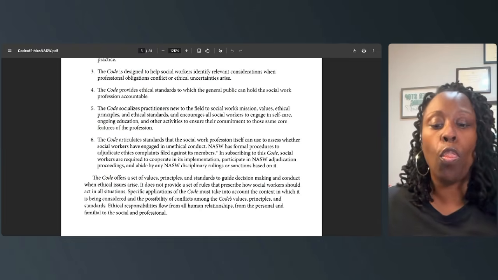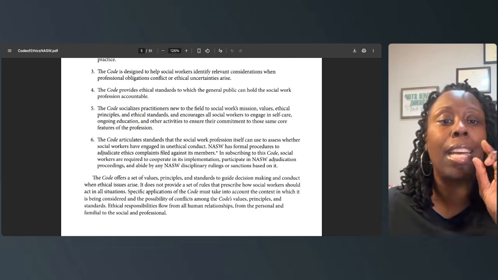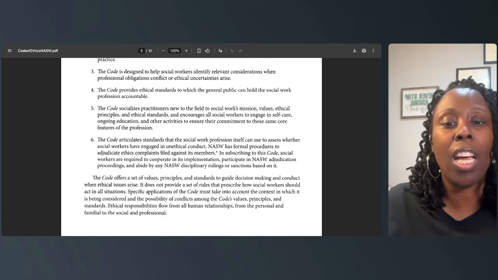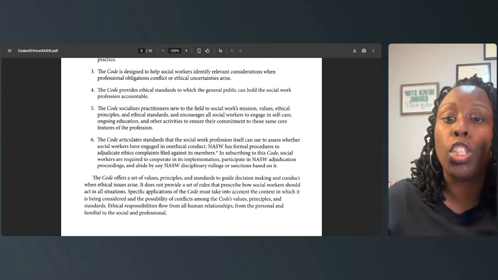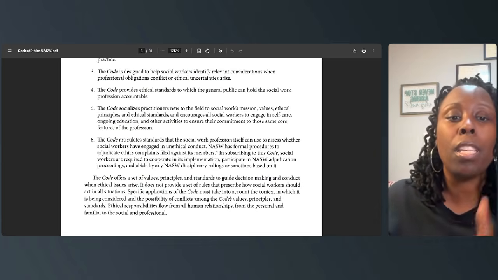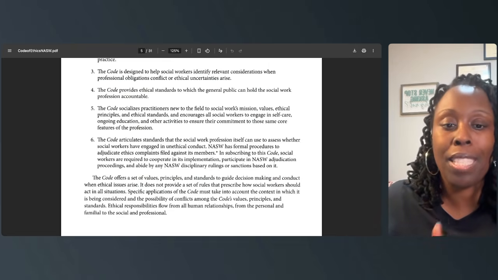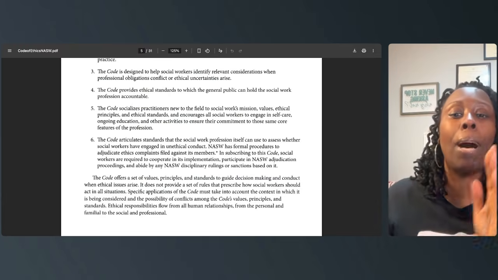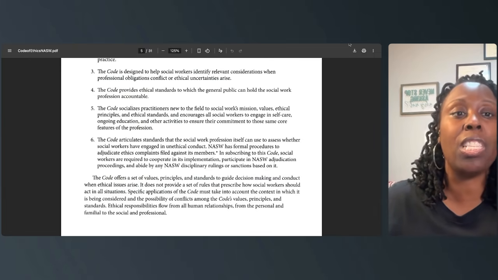And number 6, the code articulates standards that the social work profession itself can use to assess whether social workers have engaged in unethical conduct. The NASW has formal procedures to adjudicate ethics complaints filed against its members. In subscribing to this code, social workers are required to cooperate in its implementation, participate in NASW adjudication proceedings, and abide by any NASW disciplinary rulings or sanctions based on it.